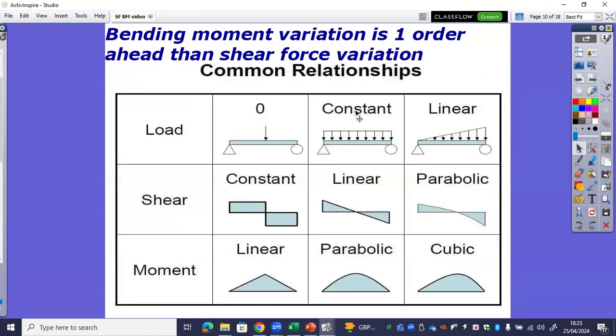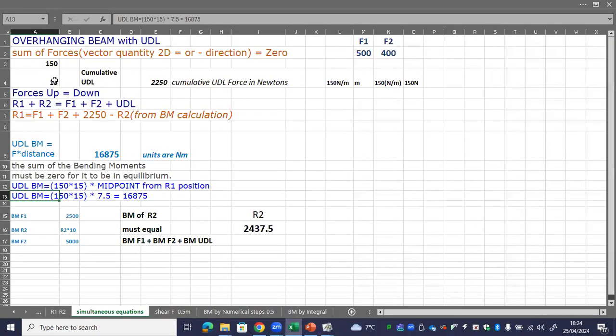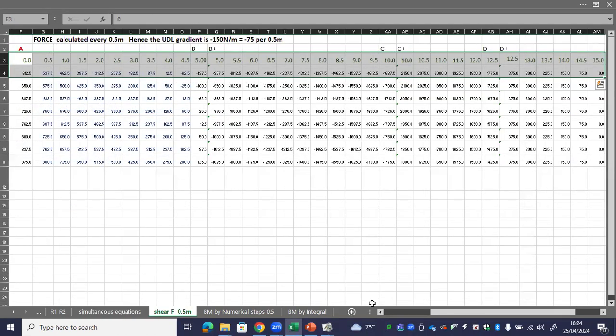Our system is a UDL, so we're going to get this type of system here, where we've got a linear shear force diagram. And out of the linear shear force diagram, we're going to have an x squared type bending moment diagram, a parabolic curve. So let's jump into the Excel. We've already figured out our R1 and R2 reactions. So what we're going to do is create a shear force diagram.